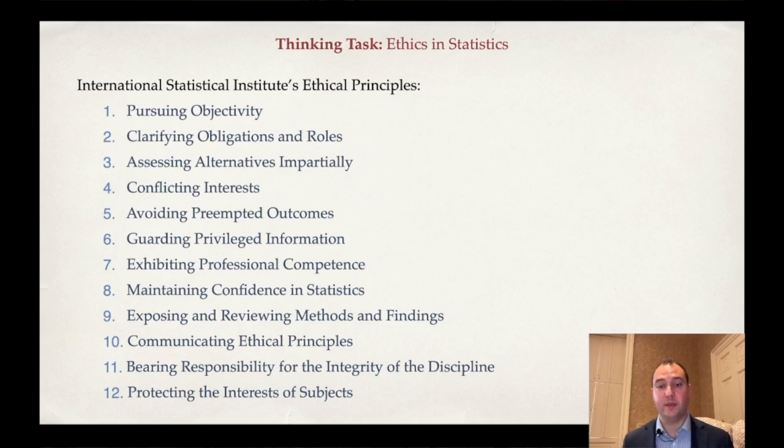Expose and review methods and findings. So be transparent about your methods, communicate ethical principles. Make sure that other researchers that you're working with also understand that ethics is a big part of statistics. Bearing responsibility for the integrity of the discipline, be responsible for making sure that statistics are done properly and that people understand how it's being done, and protect the interest of your subjects. Make sure that you are not exploiting the subjects where you got the data from. Don't exploit the subject. Okay? These are the 12 ethical principles of the ISI. Did they miss any? Which ones are most important?